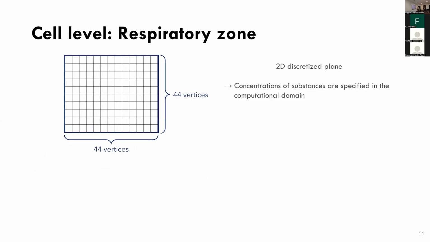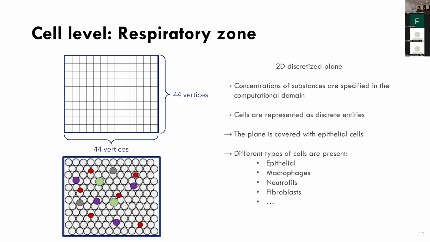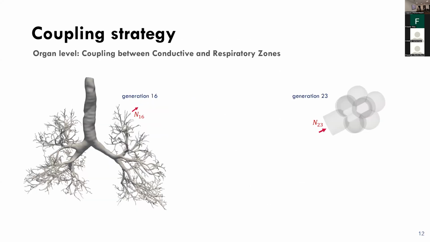And finally, the respiratory zone also considers the cell level. In this case, it is an agent-based model, which represents a two-dimensional discretized plane, in which concentrations of substances are specified in that computational domain, discretized like that, and cells are represented as discrete entities, although with a concentration density. Different types of cells, such as epithelial cells, macrophages, neutrophils, or fibroblasts, are represented or simulated.